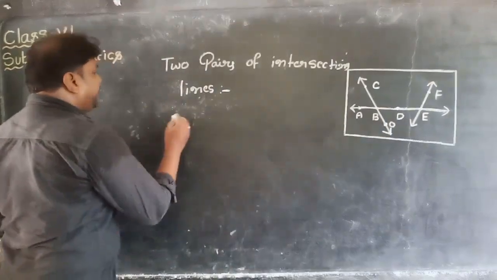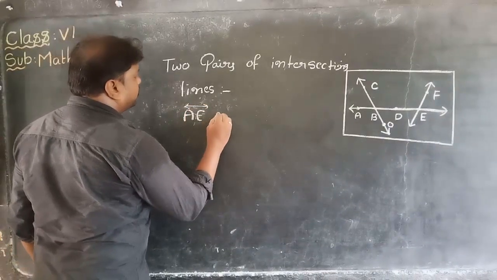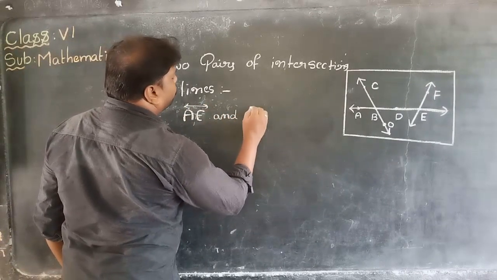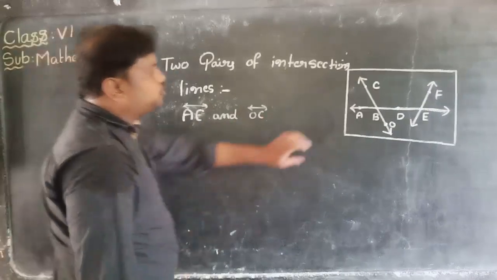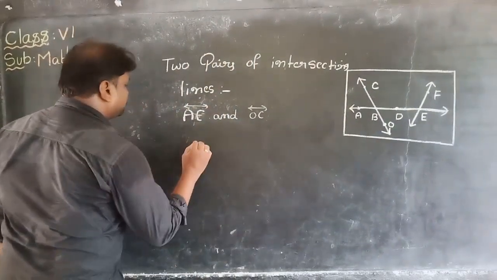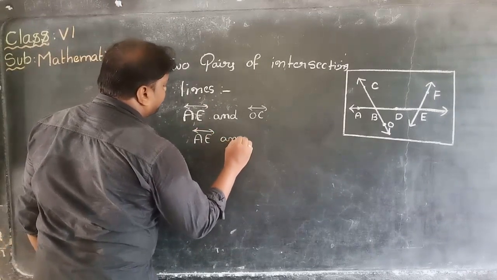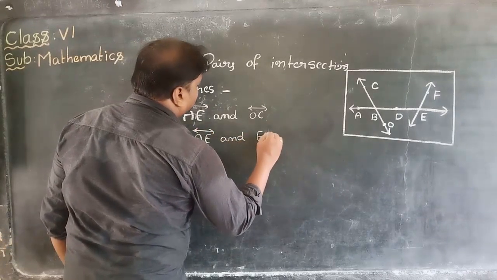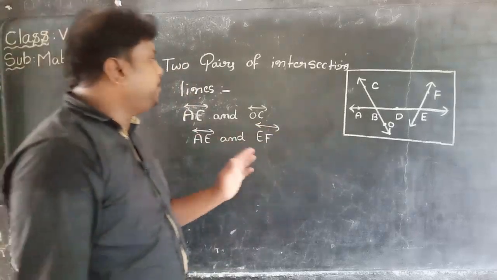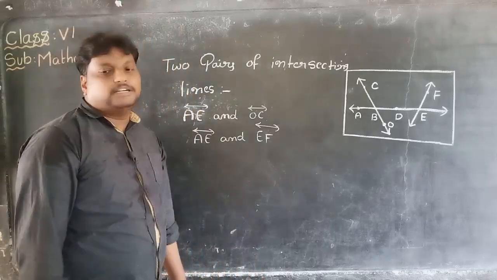Then AE and OC, these two are intersecting lines. This is one pair. Like that, next AE and EF is also one pair of intersecting lines. Okay, this is the third problem.